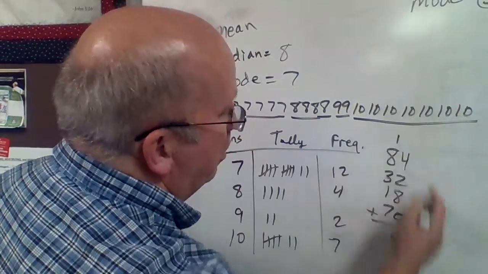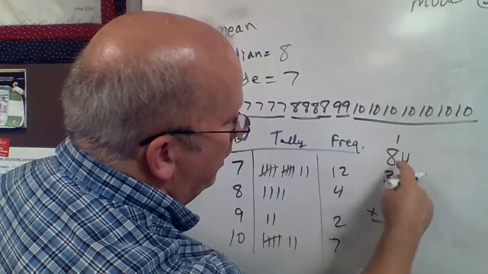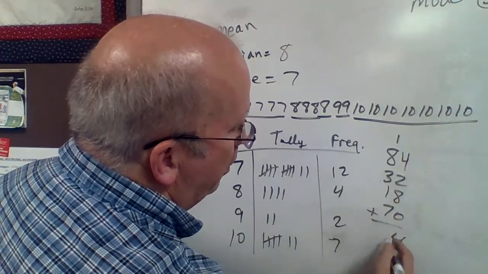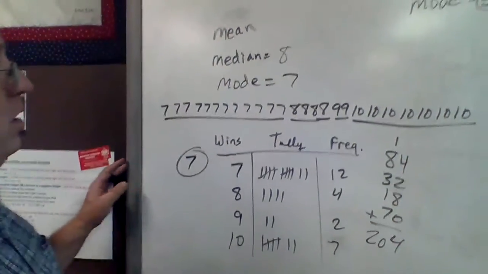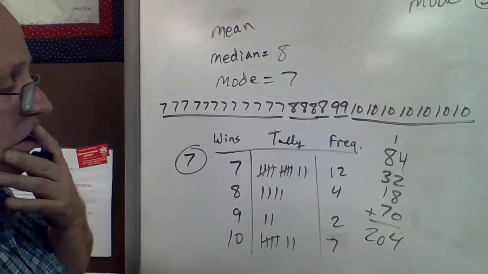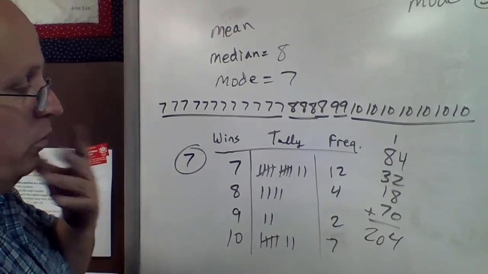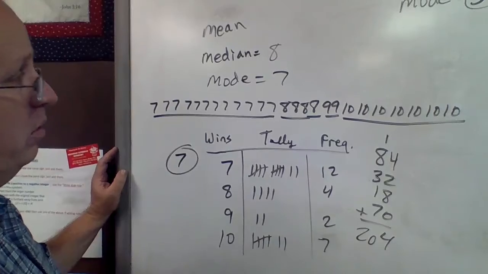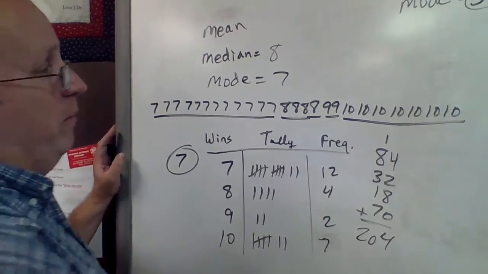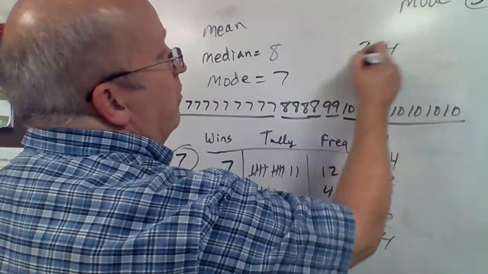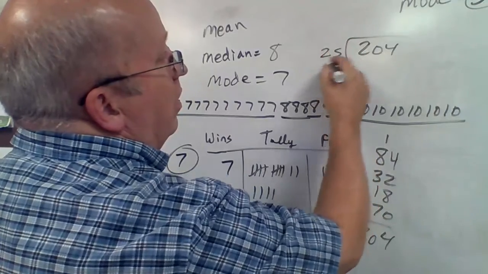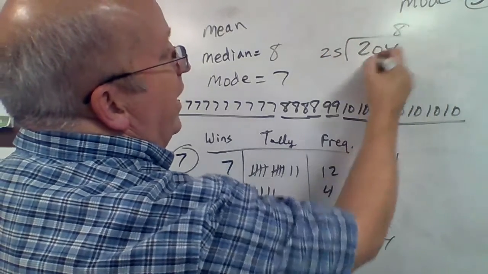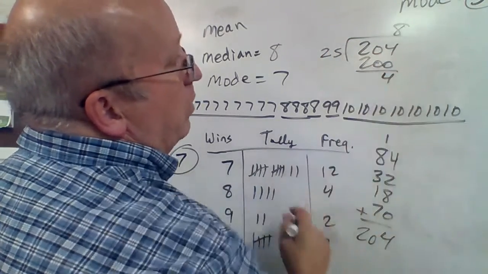I get 14, carry a 1. 1, 9, 12, 13, I get 204. How many numbers were there? There were 25 numbers. Okay, we counted those up already. So that means taking this 204 and dividing by 25. 25 goes into 204 8 times, and you get a remainder of 4.